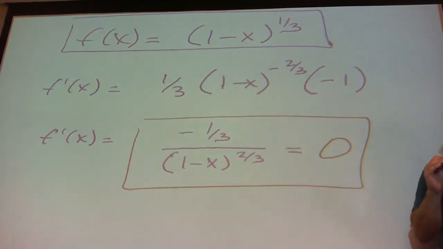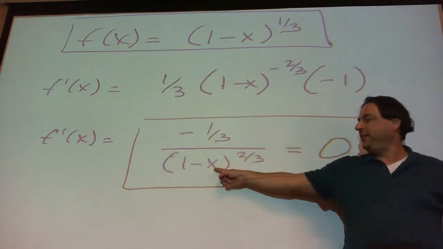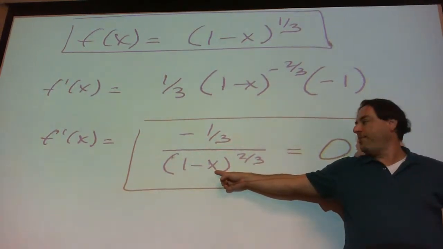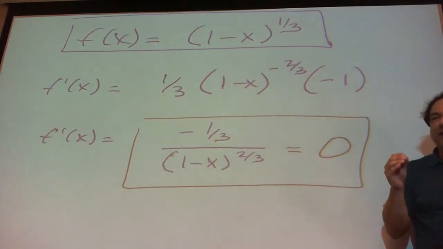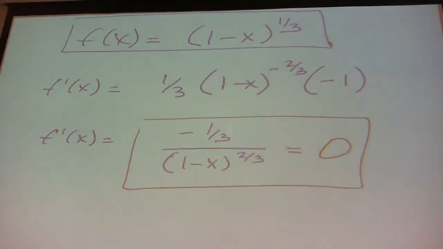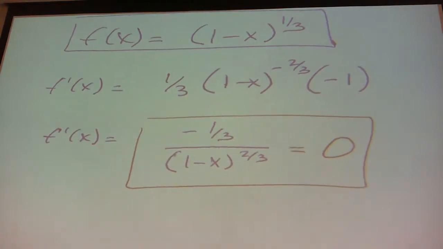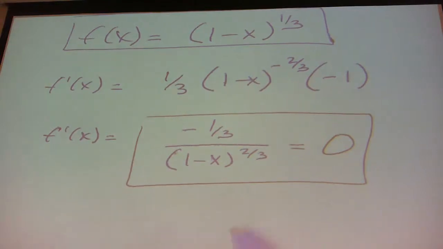But I am noticing something. What would make the 1 minus x raised to the 2/3 equal 0? 1. So I bet something weird is going on at 1. So I'm going to add to what I just said. To find those special critical points, you take the derivative, set equal to 0. Yep, that's true. Now I'm going to add, we're also going to look for anything weird, anything that makes the derivative undefined. And what would make the derivative undefined?